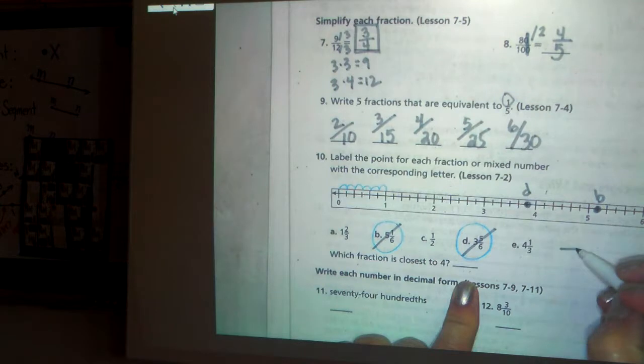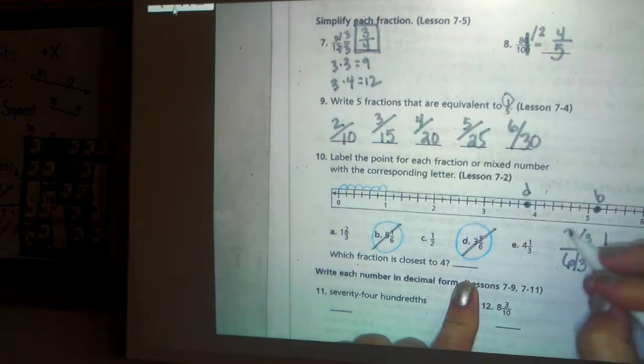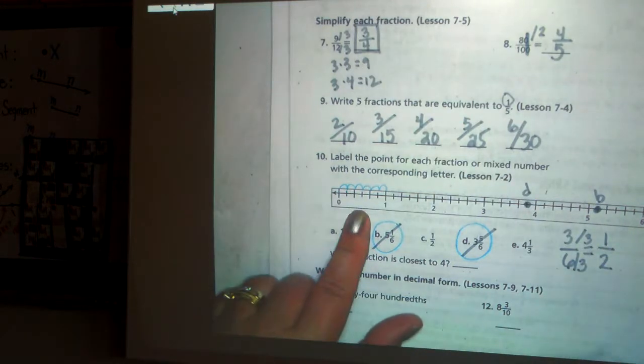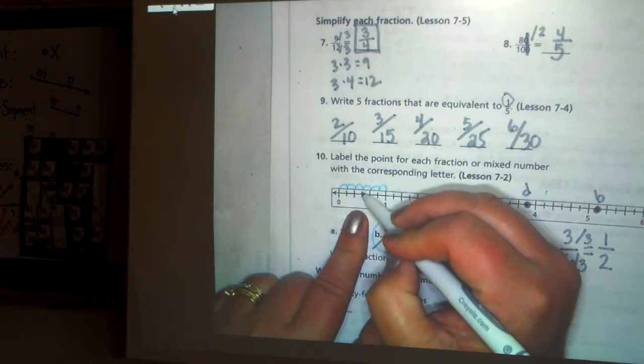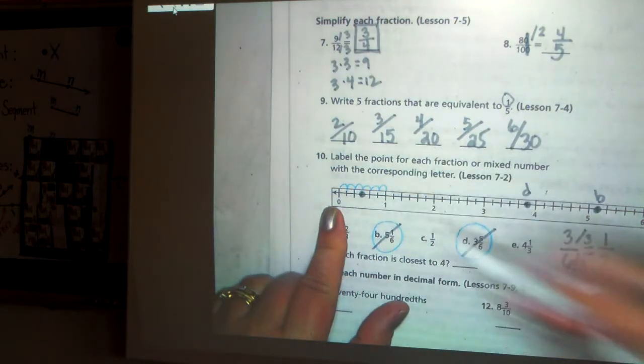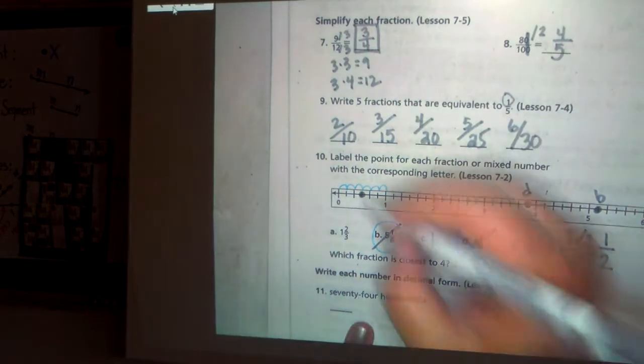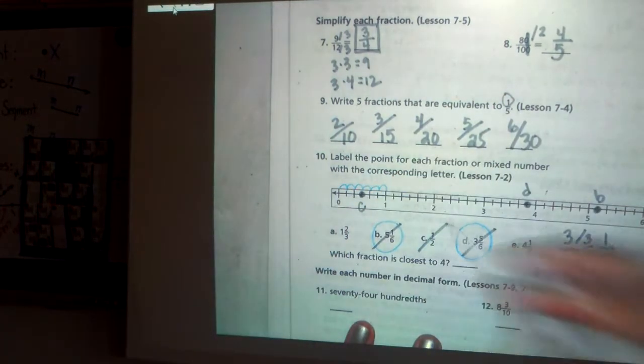And if my whole is broken into sixths, and I want to get to 1/2, I know that 6 divided by 3 is 2. And what divided by 3 is 1? That's 3. So I'm going to go up here and 1, 2, my third dot is 1/2. And I will label that C. So this one's taken care of.